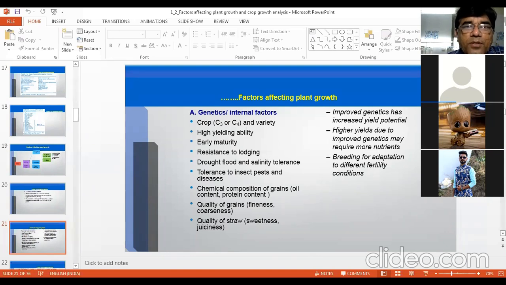Quality of stalk. So overall, you can see improved genetics, increased yield potential. Now you have hybrids. So hybrids have more growth than the normal varieties or high-yielding varieties. But hybrids also require more nutrients. More nutrients are required. But growth is high in hybrids. Higher yields due to improved genetics may require more nutrients. Therefore, breeding for adaptation to different fertility condition is necessary. If your soil is not fertile, you can have different kind of genotypes that can give better yield under low fertility conditions.